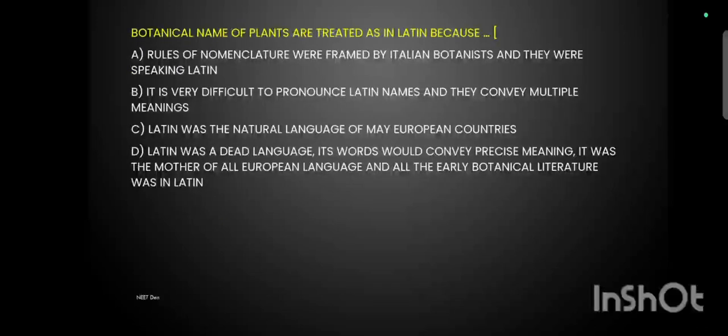Question: botanical names of plants are treated as in Latin because option A, rules of nomenclature were framed by Italian botanists and they were speaking Latin. Option B, it is very difficult to pronounce Latin names and they convey multiple meanings. Option C, Latin was the natural language of many European countries. Option D, Latin was a dead language. Its words would convey precise meaning. It was the mother of all European languages and all the early botanical literature was in Latin. So the correct answer is D.